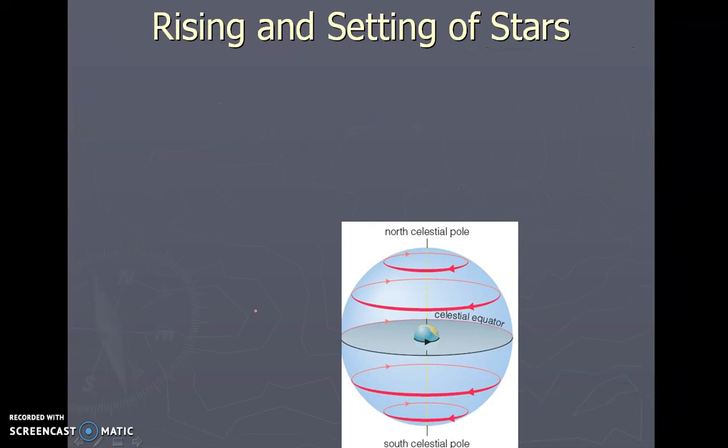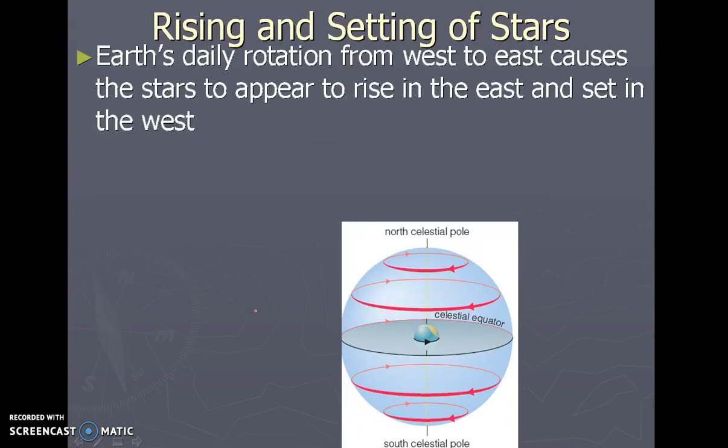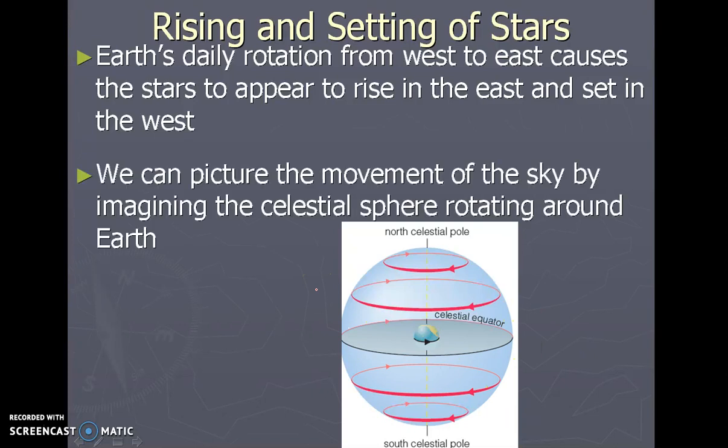Next, we're going to talk about the rising and setting of stars. So as we know, stars don't actually rise and set. It's the Earth that's spinning. The Earth rotates from west to east, and that causes the stars to appear to rise in the east and set in the west. So Earth rotates that way. It appears that the stars rotate the opposite direction. And we can picture the movement of the sky by imagining the celestial sphere rotating around Earth. So again, that's not what really happens, but it's a useful image.